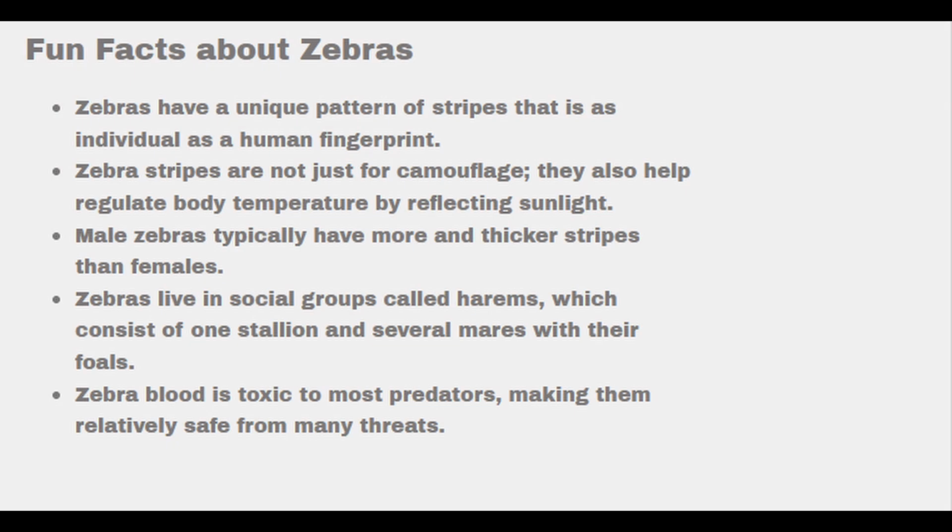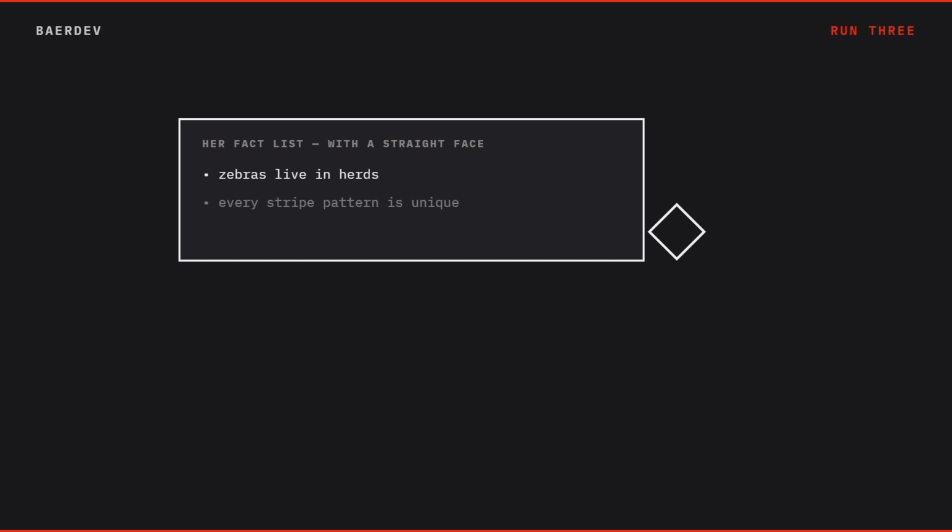And the second: in the fact list, she wrote, "zebra blood is toxic to most predators." It is not. Nothing about that is true. She put it in a bulleted list with a straight face, and then removed it during her own revision.